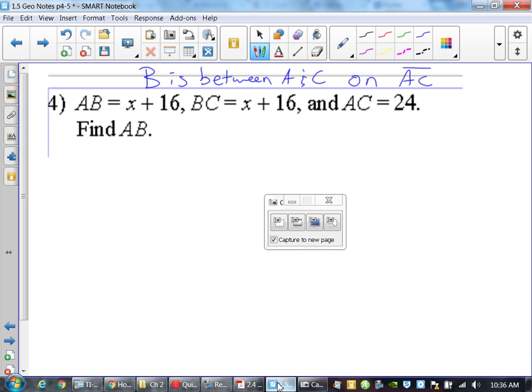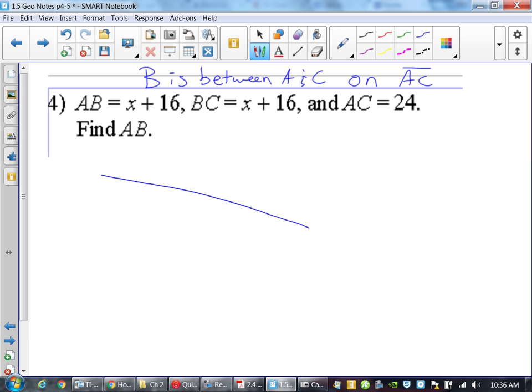Draw it, exactly. Draw it. Always draw pictures, guys. And fill in the blanks. So you start writing them out.